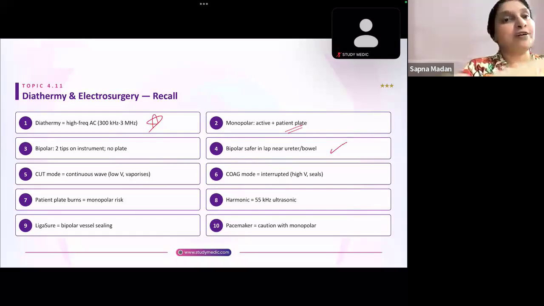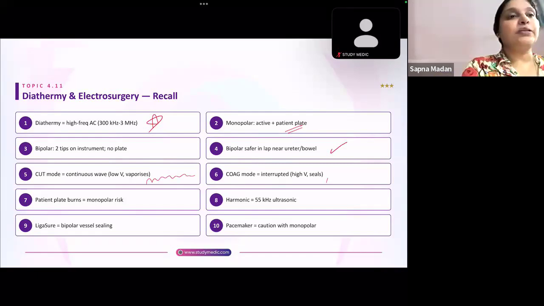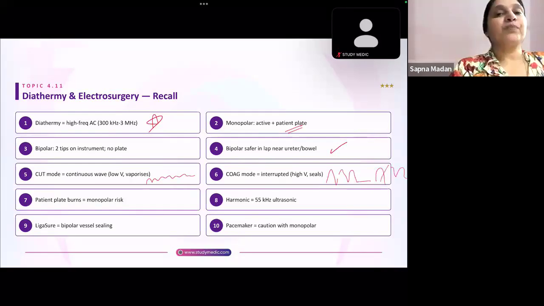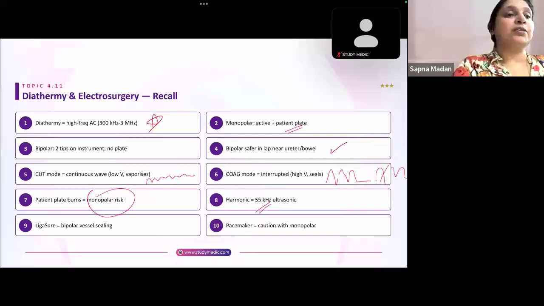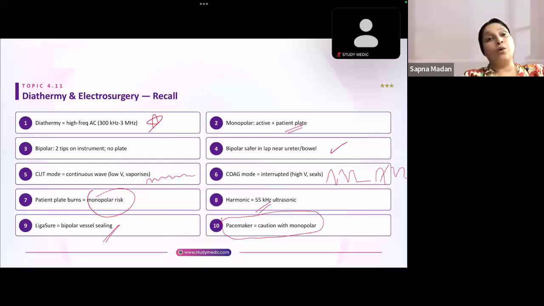So cut mode, we had told you it is continuous, low voltage, and it vaporizes. Coagulation is high voltage, interrupted. Okay, it will seal the vessels. Patient plate, if it is not properly applied, it can cause burns. So this is a risk of the monopolar diathermy. Harmonic uses 55 kilohertz, and Ligasure is a bipolar vessel sealing instrument. And in a pacemaker patient, you have to be very careful if you are planning to use a monopolar.